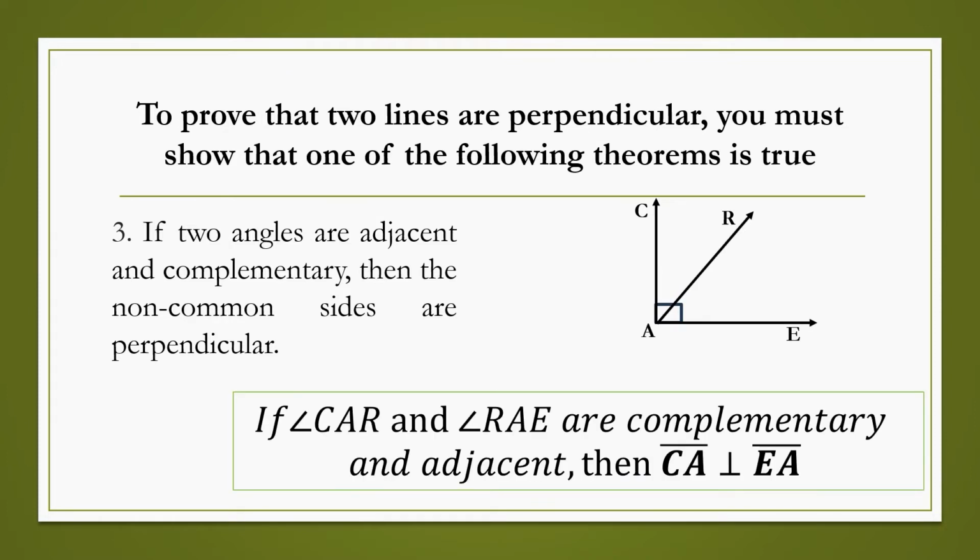Number 3. If two angles are adjacent and complementary, then the non-common sides are perpendicular. In the figure, if angle CAR and angle RAE are complementary and adjacent, then segment CA is perpendicular to segment EA.